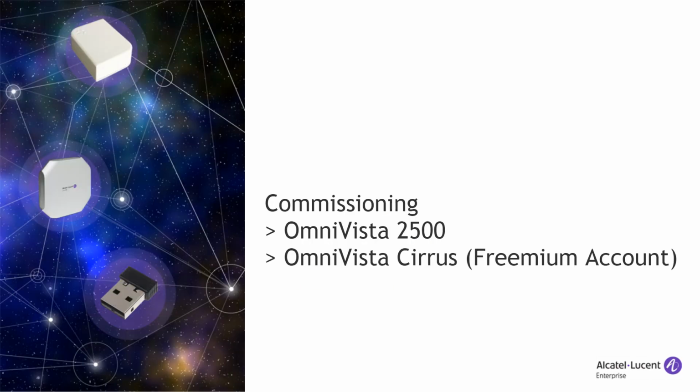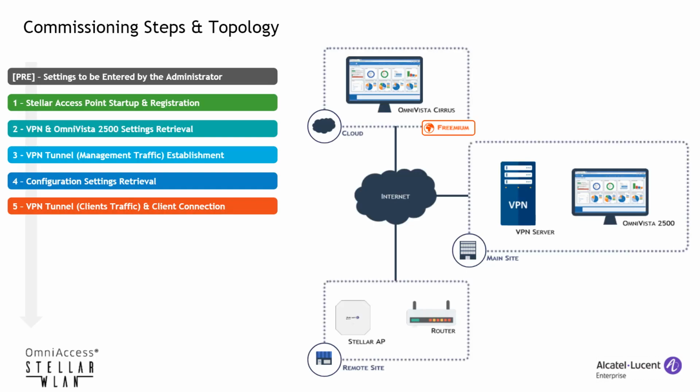In this chapter, we will discuss the steps for deploying a remote access point with the OmniVista 2500 and OmniVista Cirrus Freemium account. The following steps are required when configuring a Stellar Access Point to act as a remote access point from OmniVista 2500 connecting to OmniVista Cirrus with a Freemium account. The topology is divided into three areas: the remote site, where the access point is connected to a router. This router is connected to the internet; the main site, where two servers are going to be used, the VPN server and the OmniVista 2500 NMS; and the OmniVista Cirrus hosted in the cloud.